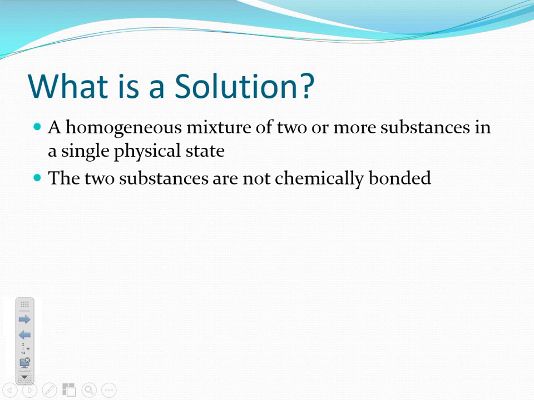So going back to first semester, a solution is a homogeneous mixture of two or more substances in a single physical state. These substances are not bonded. So remember, homogeneous mixtures, these are things that look the same all throughout. You cannot make out the different components of that mixture.